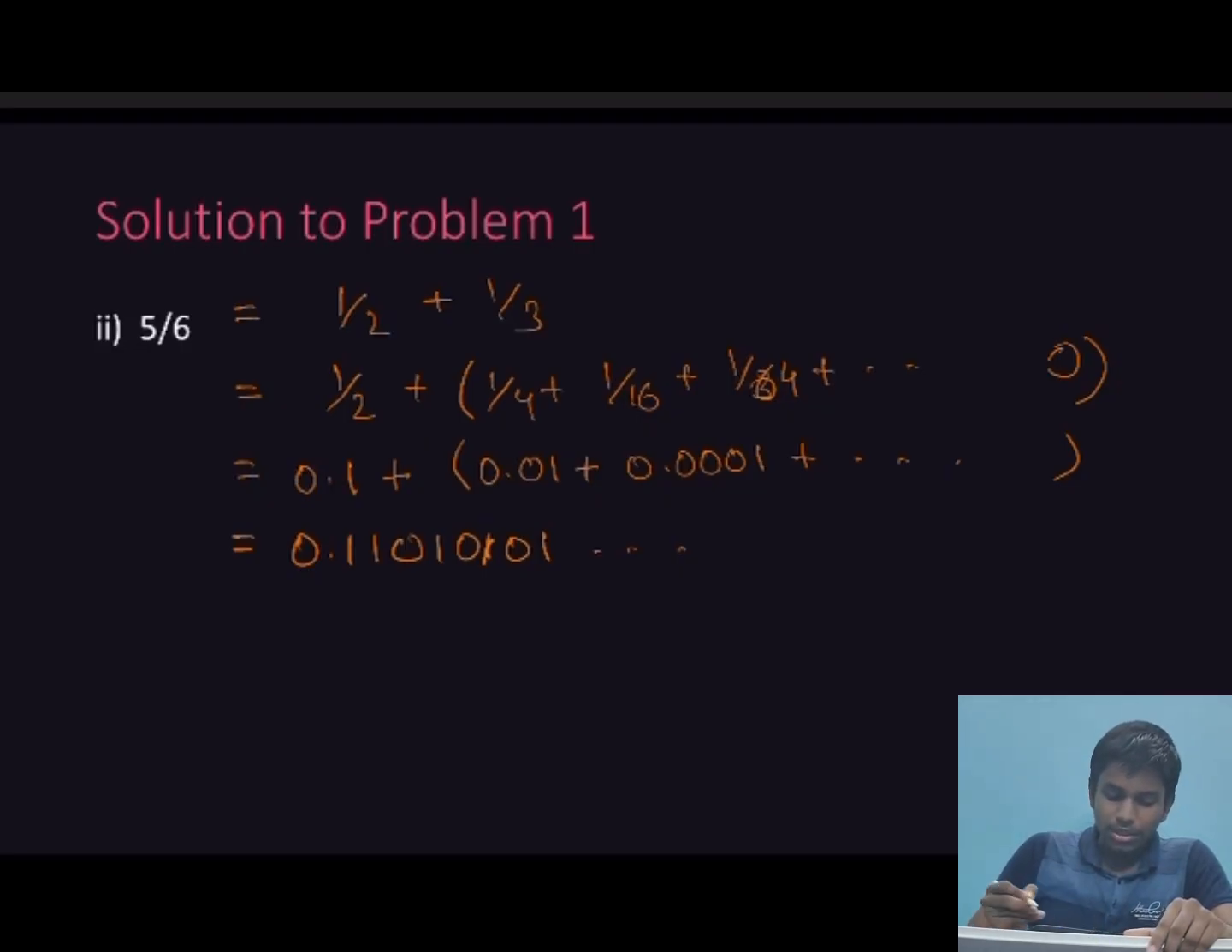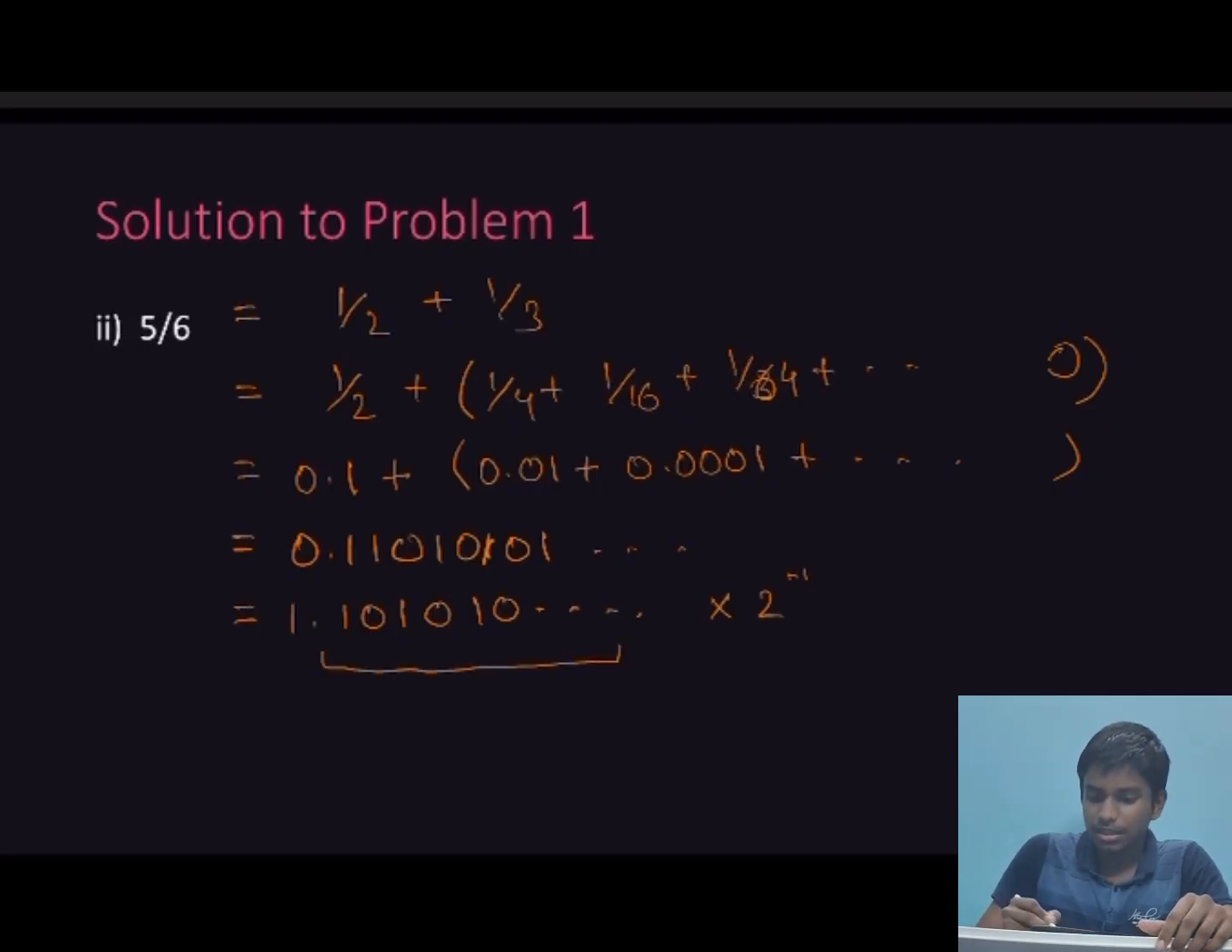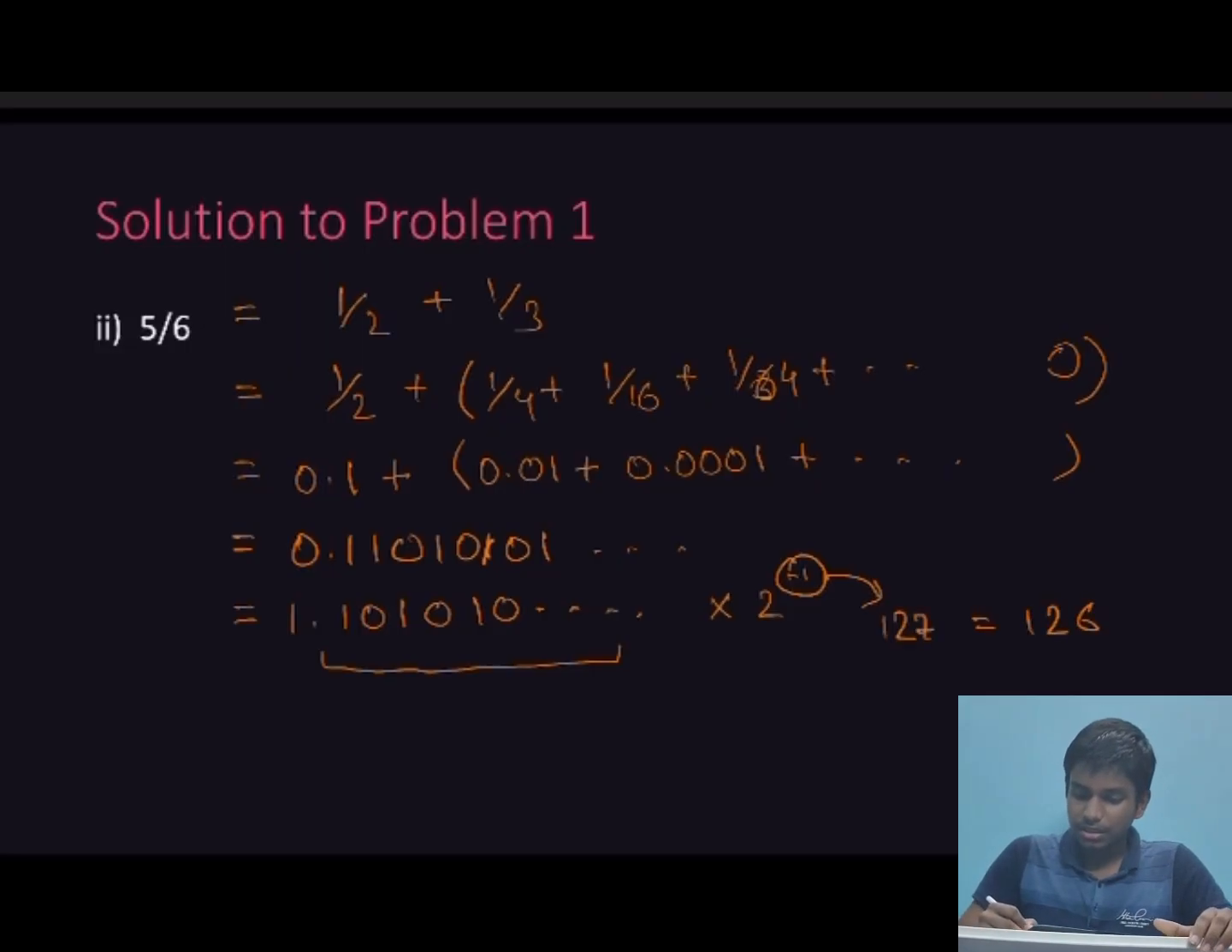But according to the general format for floating point, we will convert it as 1.101010 and so on times 2 to the power minus 1. Now here this part is the mantissa and this is the exponent. Adding 127 to bias it, we get 126. Now 126 is represented as 01111110 in binary.